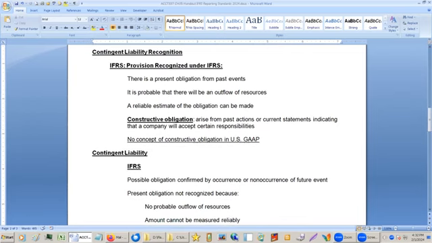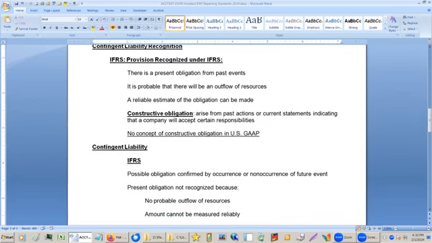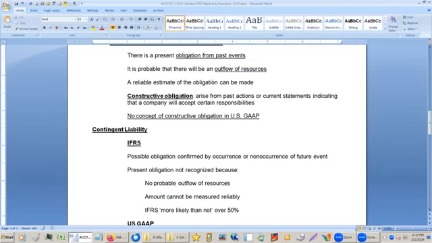So, provisions recognized under IFRS. There's an obligation from past events. So there's probably going to be something, either a lawsuit has already been filed or it will be. That there'll be an outflow of resources, usually cash, and that there is a reliable estimate.